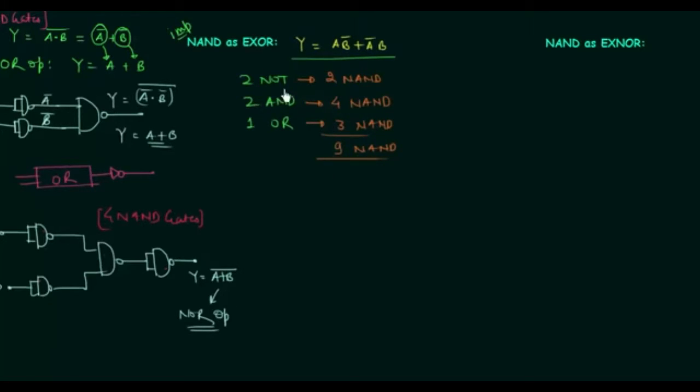First we will implement the two NOT gates. So we will make two NAND gates, and we will provide similar inputs to these two NAND gates so that they work as NOT gate. This is A, this is B, and now we will implement the two AND gates.